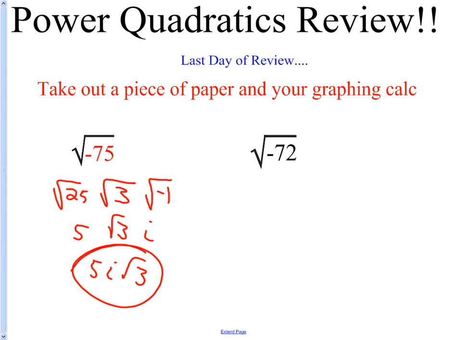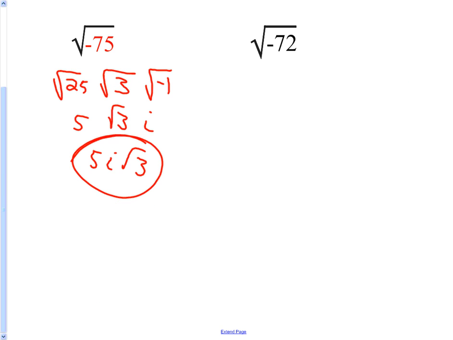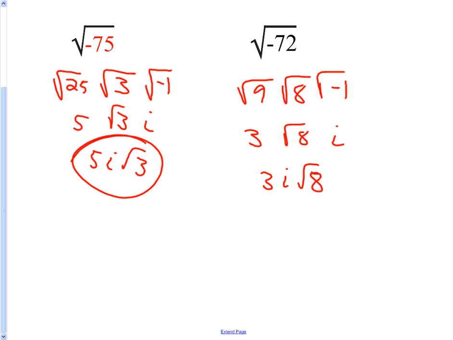Okay, let's say that I didn't notice that 36 goes into 72. And instead I just went, oh, square root of 9, square root of 8, and square root of negative 1. That would have been a great start. 3 for this, square root of 8, and an i. So 3i square root of 8. What's wrong with that? Not all the way reduced or simplified.